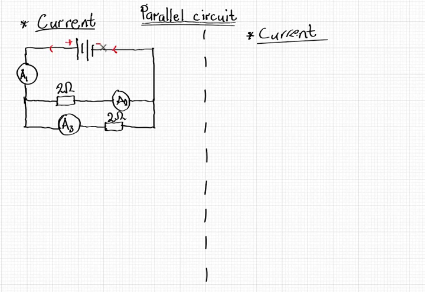And as we can see, the charges are able to take this path, and there is also this path, right? So supposing now the reading for ammeter 1 is, for argument's sake, 4 amps. Is it okay to write 4?